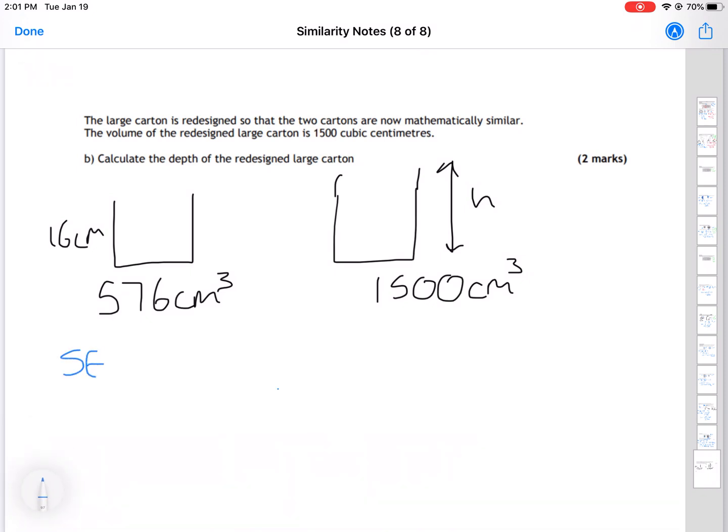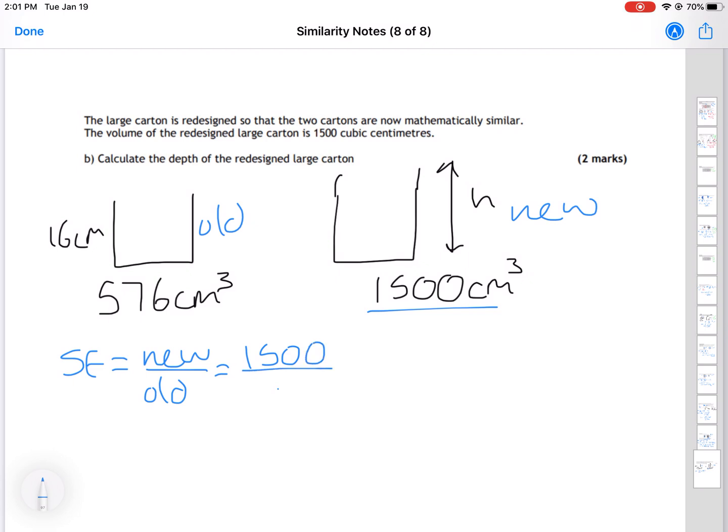We start off with the scale factor. We still have to do new over old. The new one is what we want to find, so the new volume is 1500. The old volume is 576. And we can do our calculations in a calculator for that to create a decimal. This gives us a decimal of 2.6041 and so on.